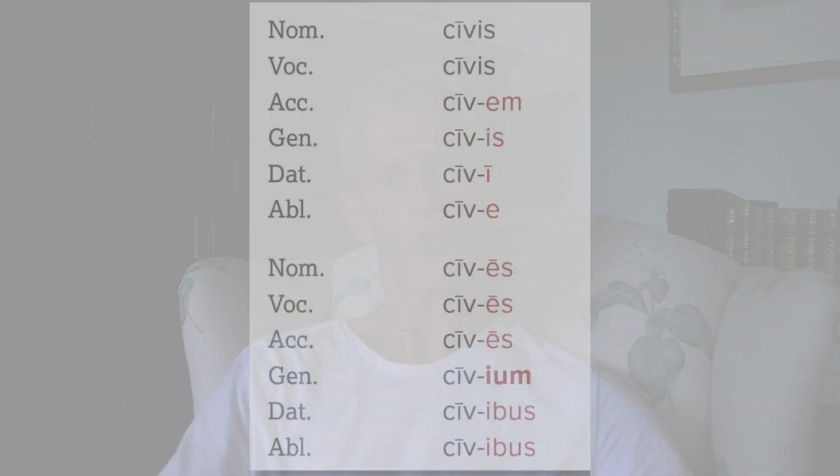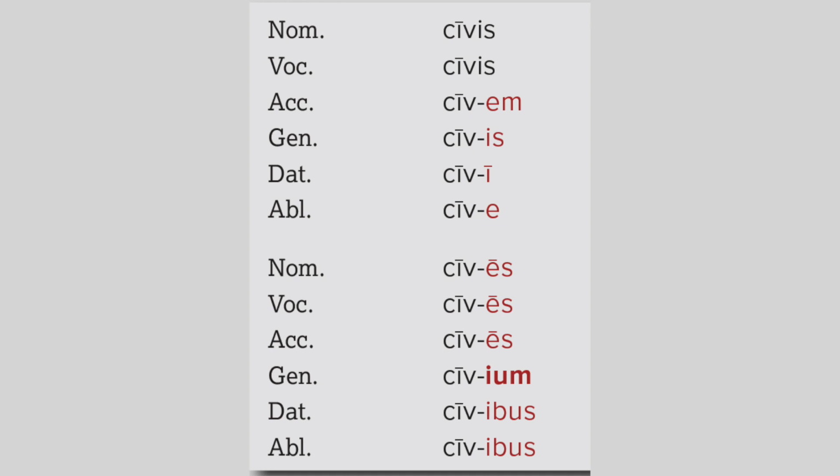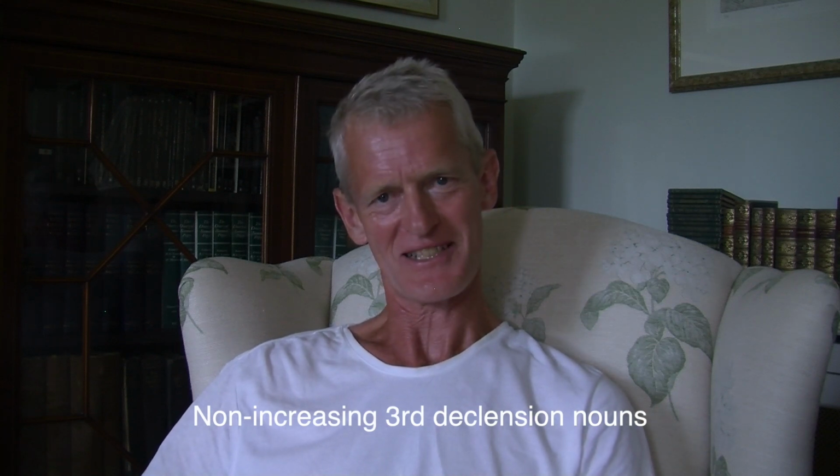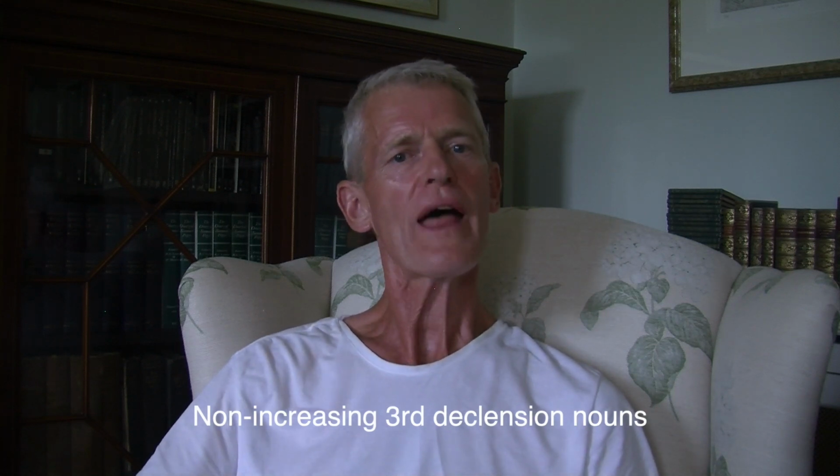Okay, so a lot of fuss to make about the fact that there is one difference, and that is in the genitive plural: nouns that go like civis go ium instead of just um. Now there is a pretty standard way of telling whether a noun will go like civis. It is because certain third declension nouns are said to be non-increasing third declension nouns.